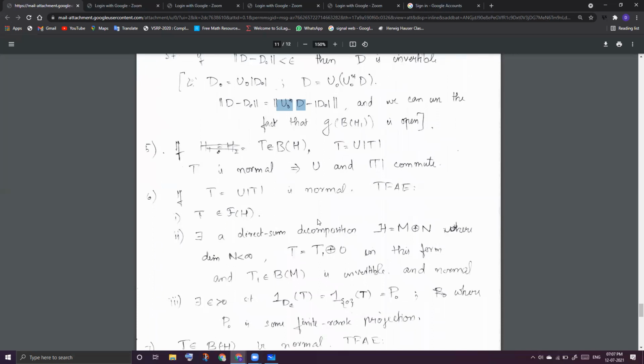Yeah, so if U mod T is the polar decomposition of T and T is normal, then saying T is Fredholm is equivalent to saying that there is a decomposition where T looks like T1 direct sum 0, where T1 is invertible and normal. This is also equivalent to saying that there exists some epsilon greater than 0 such that this condition is satisfied, where P naught is some finite rank projection.